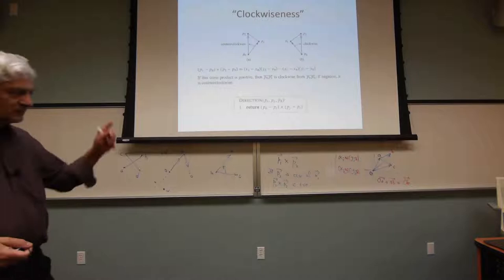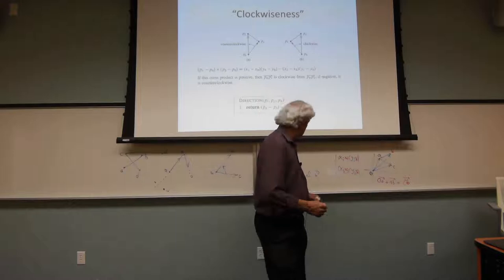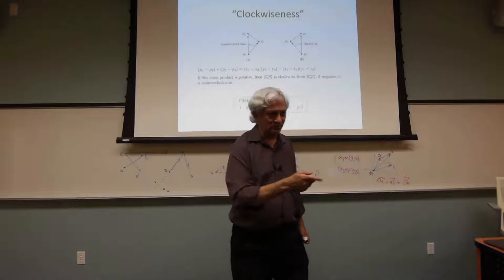You start by saying, if you are given two vectors, their cross product looks like this. If the cross product is positive, then P1 to P2 is going to be counterclockwise, in which case the cross product comes out of the board. This is all you need to know. You had a question. What if it's zero? Yeah, we'll get to that in a second.